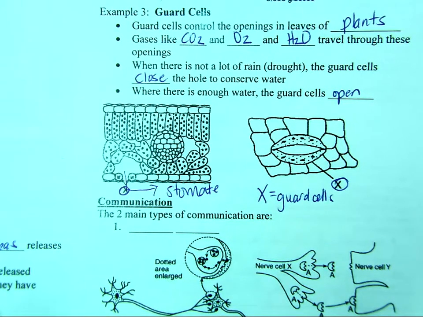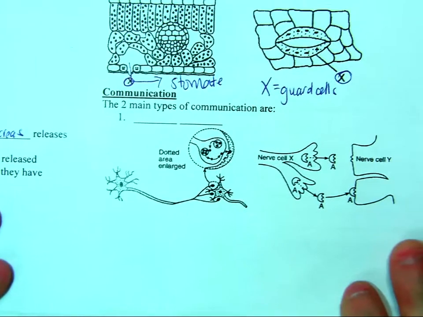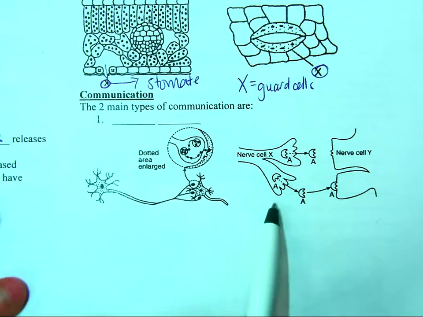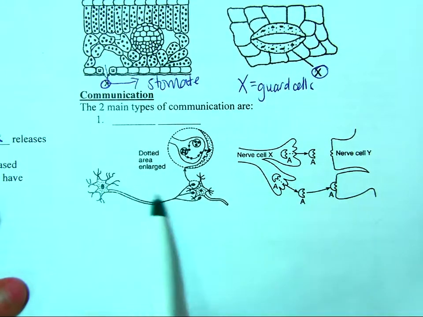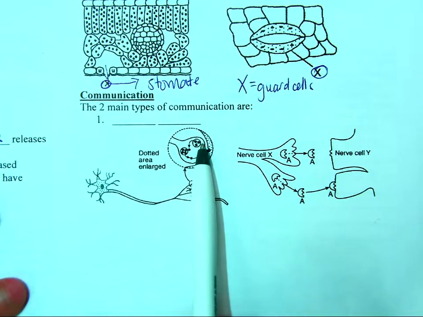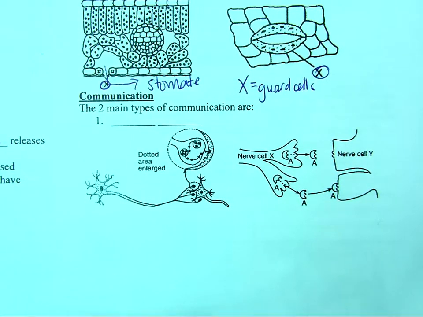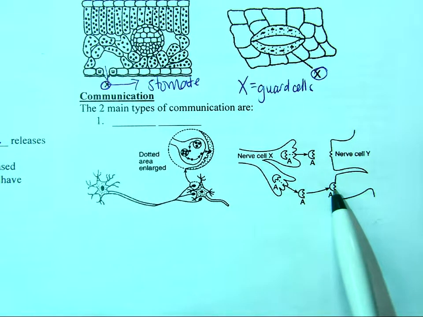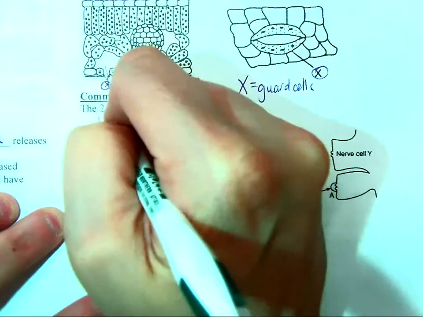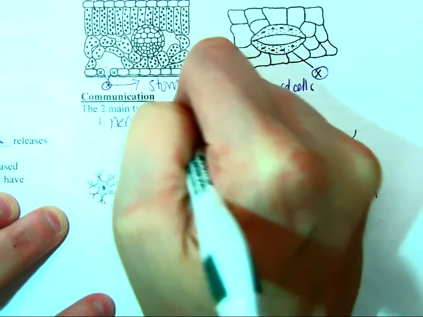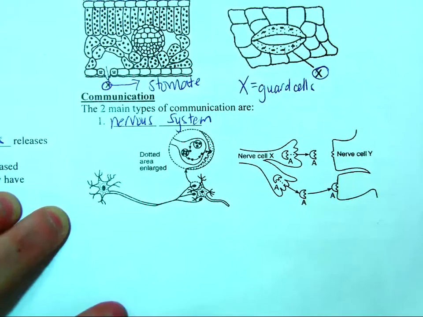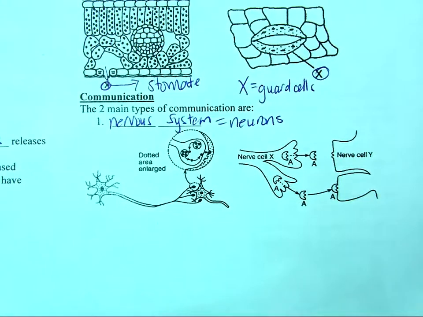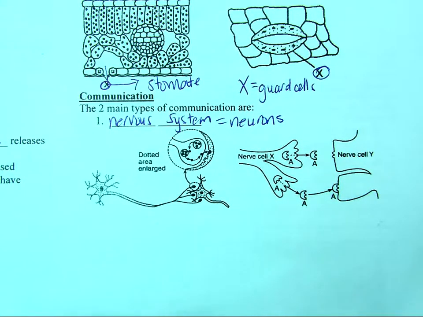Okay, continuing on, communication. Communication usually occurs with these things called neurons. Okay. So we have a neuron here, and technically what happens is this neuron secretes this message, and that message has to adhere to some type of receptor molecule. So the two main types of communication are brought to you by the nervous system. And we know it's the nervous system because we see these cells that are specific to the nervous system called neurons. So that's one way of communicating.